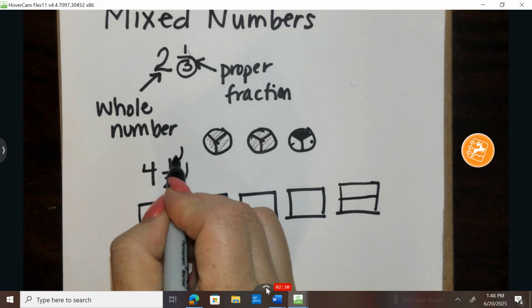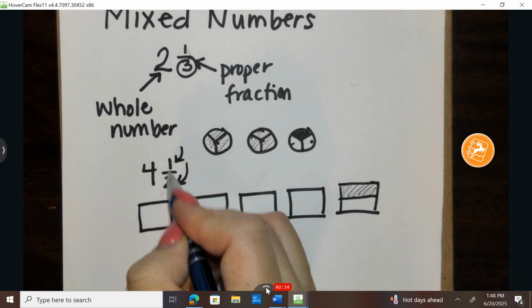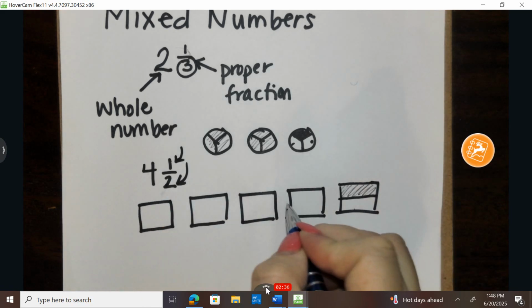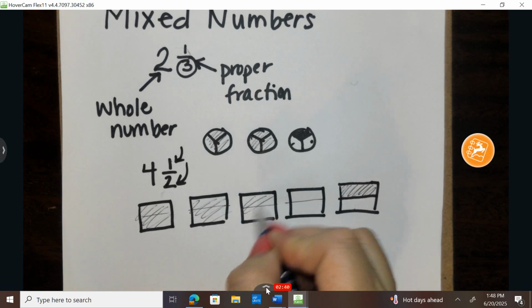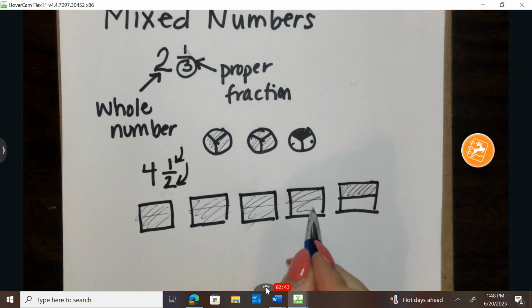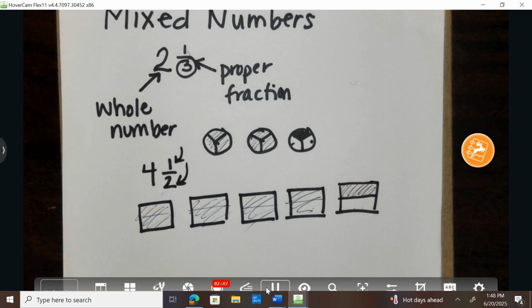And I'm only going to shade in one of the 2. It doesn't matter which of the 2 you shade. So this is the 1/2, the proper fraction, and then each one of these whole portions I'm going to completely shade in. 4 and 1/2.